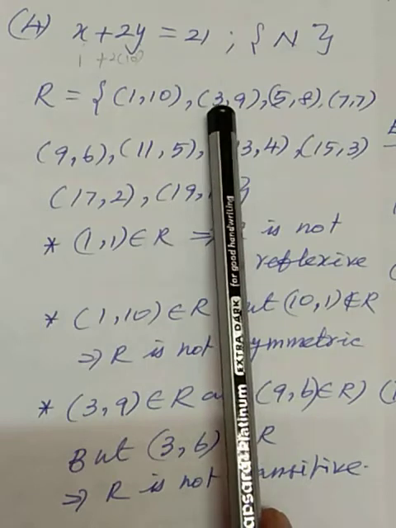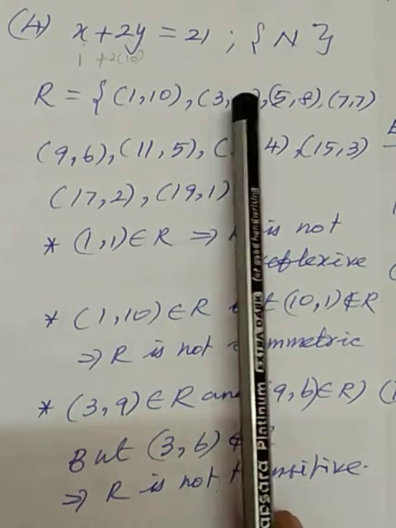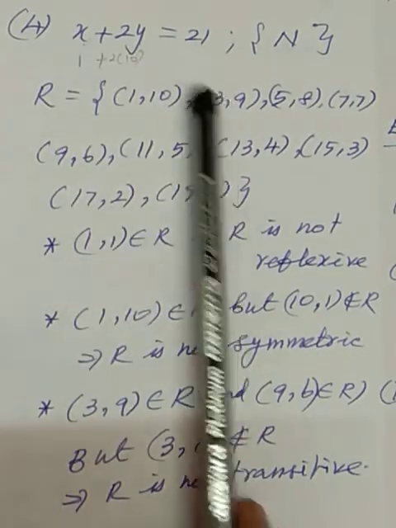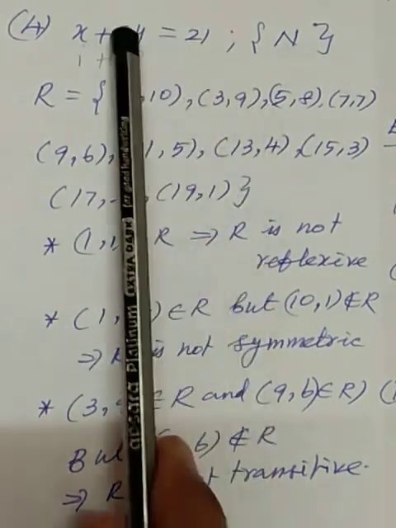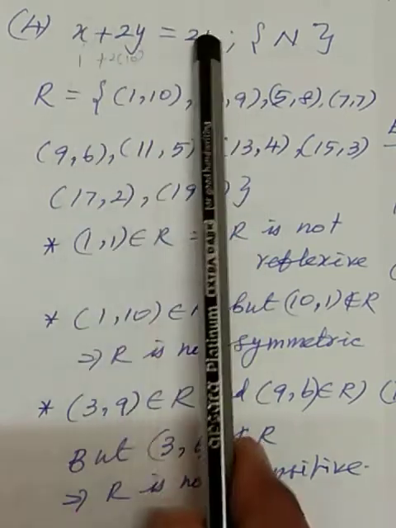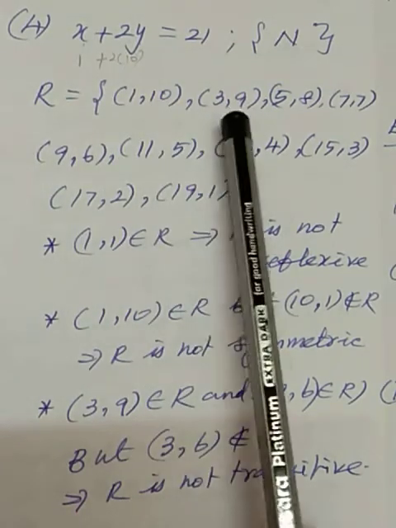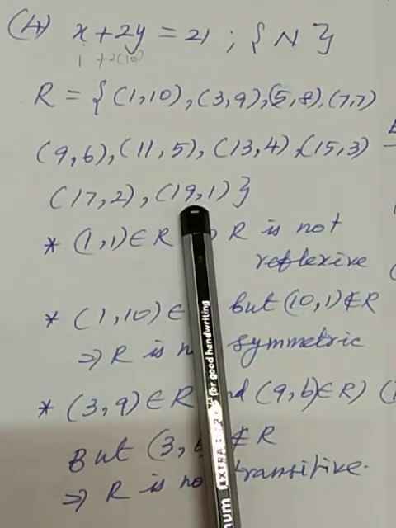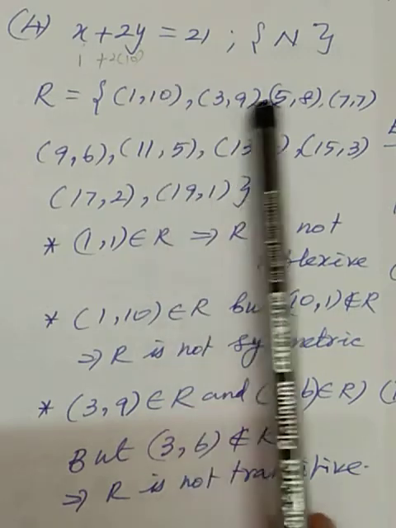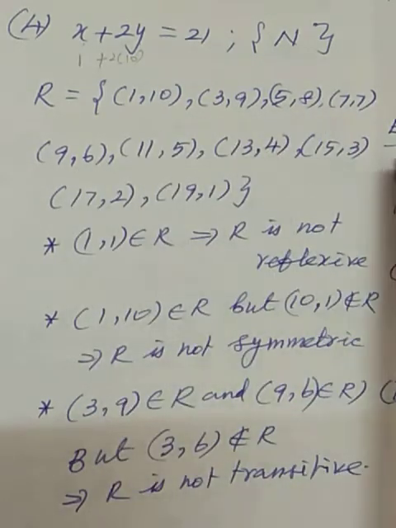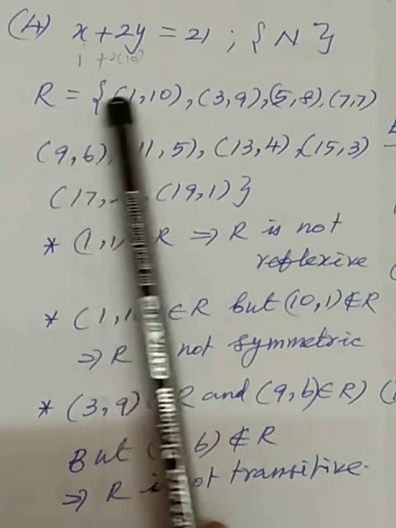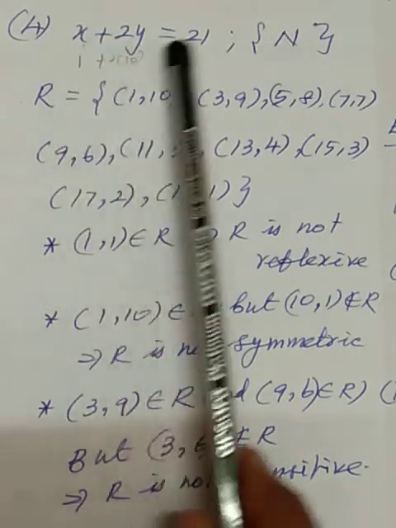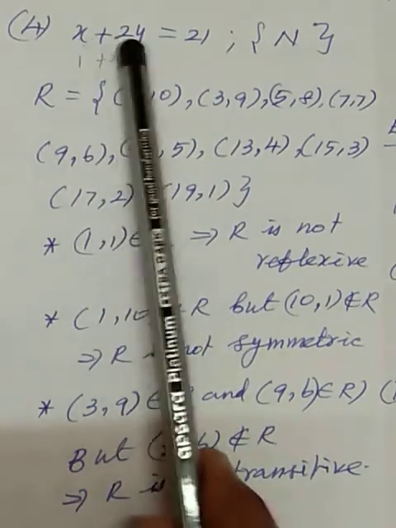So if you put x equal to 3, y equals 9, and also x plus 2y is 21. X equal to 3, then y equals 9. 2 into 9, 18. 18 plus 3, 21. Likewise, you give x equal to 5, 7, 9, 11, 13, 15, 17, 19. The corresponding y values are 9, 8, 7, 6, 5, 4, 3, 2, 1. So this is the relation R. This is obtained by using the relationship between x and y, that is x plus 2y equals 21.